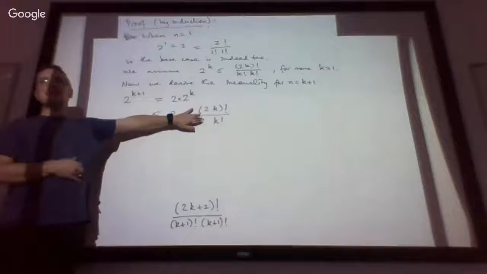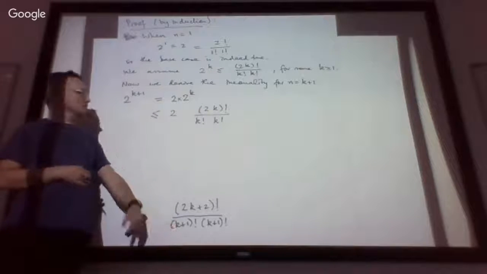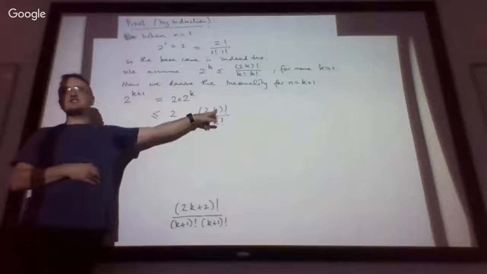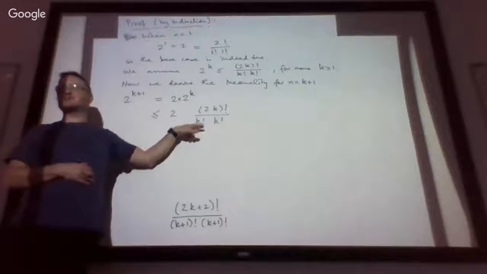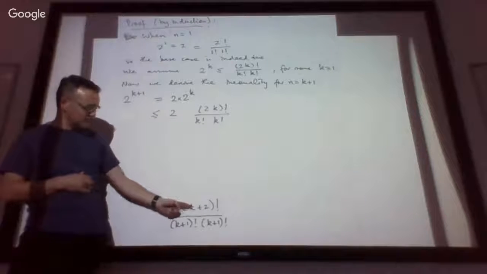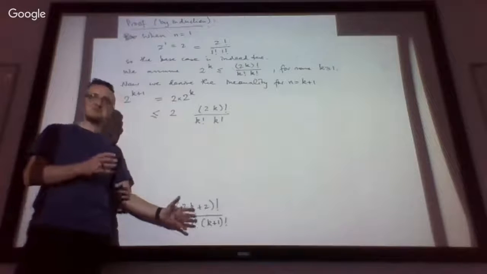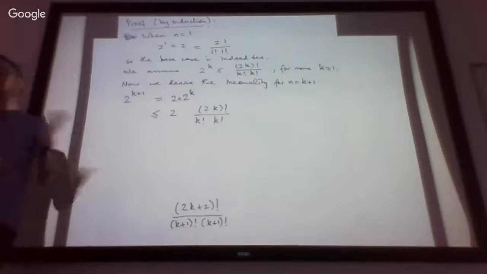Okay, this thing here nearly looks like this. Agreed? It's a factorial involving 2k over a product of factorials involving k. That's really what this is, a factorial involving 2k over factorials involving kind of k plus 1. They're pretty close.